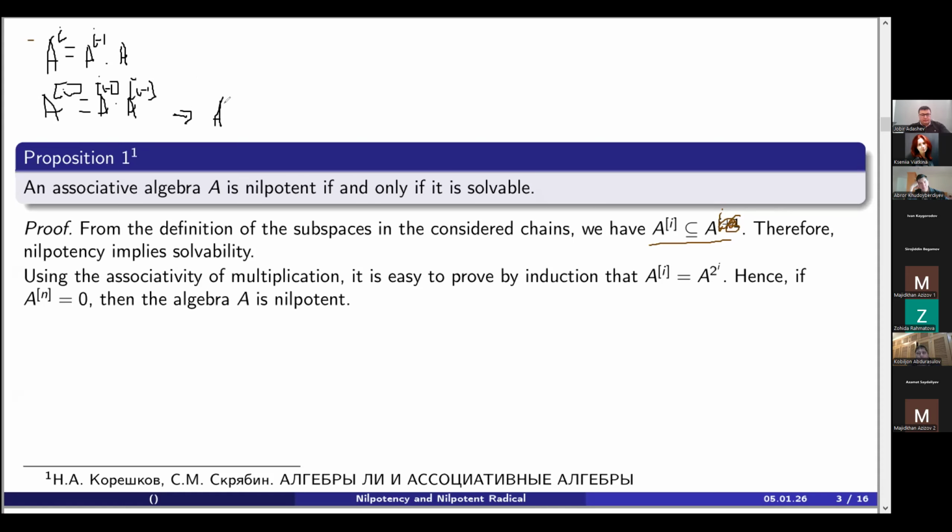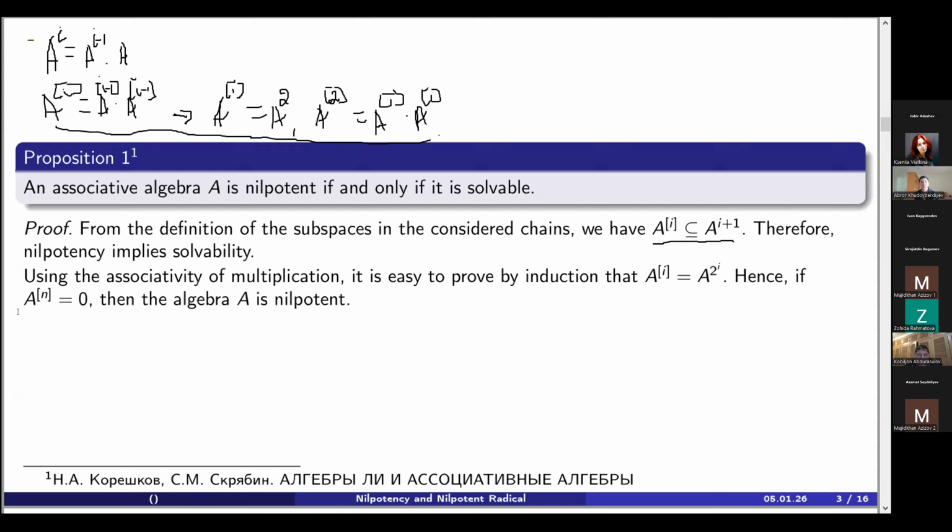In this case a^[1] is a square. a^[2] is a^[1] multiplied by a^[1], and so on, yes? Then there is i plus one, yes? That's right. Okay.